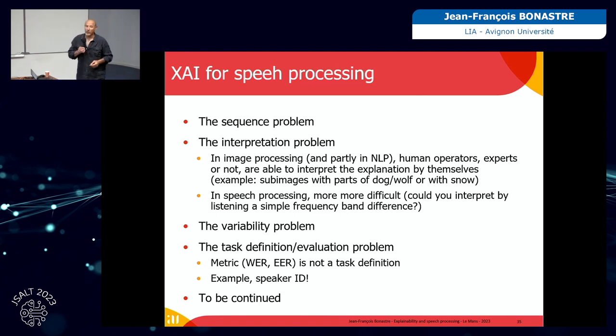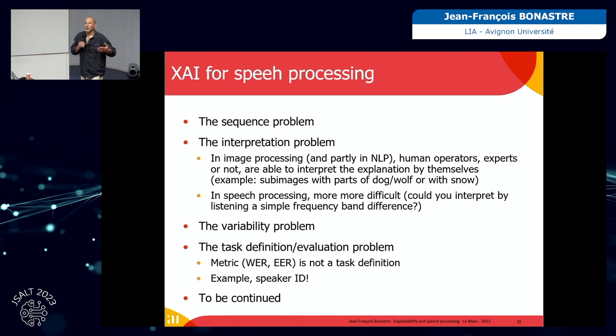Second, with the sequence problem, the amount of features is very large. The features are a matrix between all the information you have at one time multiplied by the number of vectors you have in your input. So it's a big matrix and it's difficult to work with that. The second problem, I talked about it previously, is the fact that the human brain is not able to interpret audio and speech easily. The human brain is trained to understand the linguistics behind the words, not the signal processing or the signal aspect.